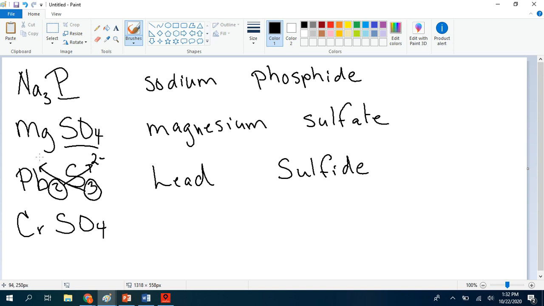That makes sense. Lead had a +3 charge. It gave it to sulfur. So that's what goes here, a 3, Roman numeral 3. If you want to make them Roman numerals, there you go. All right.